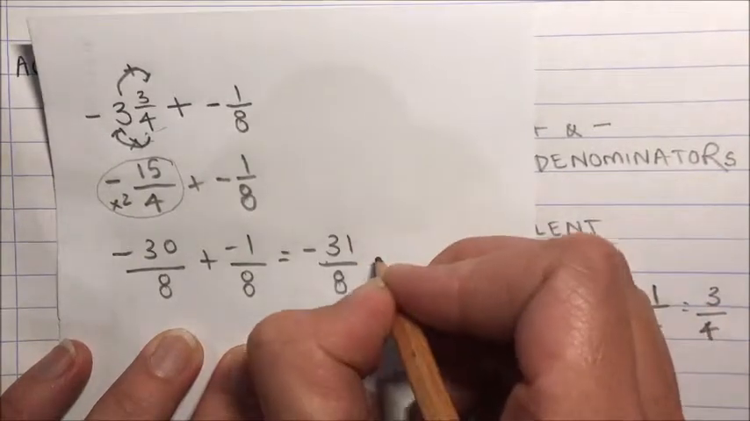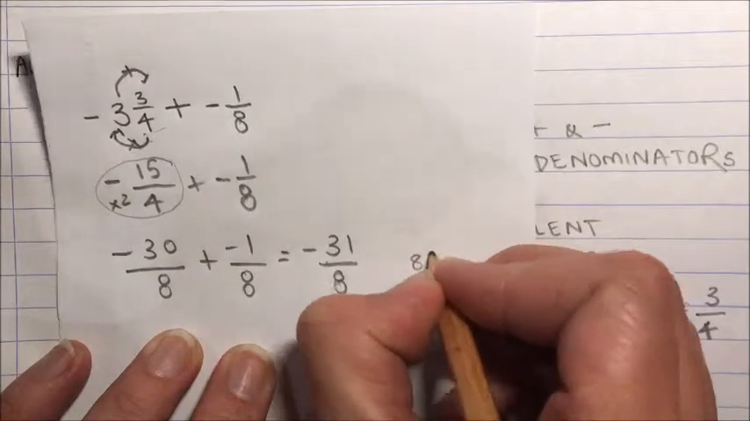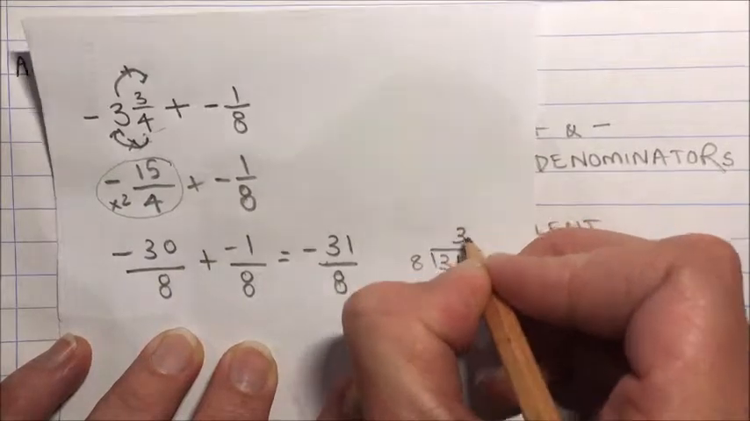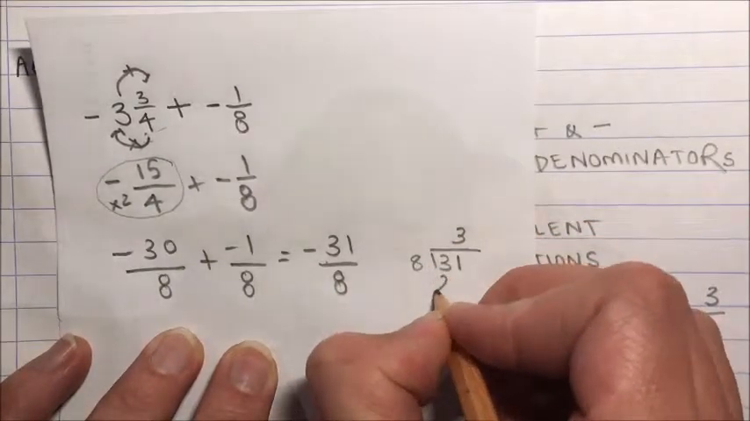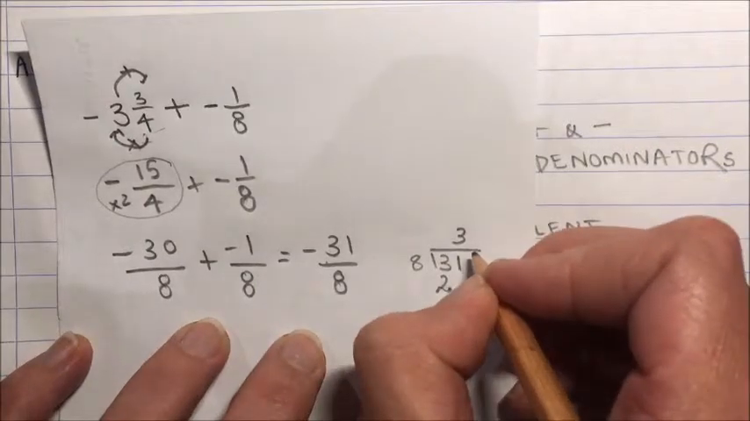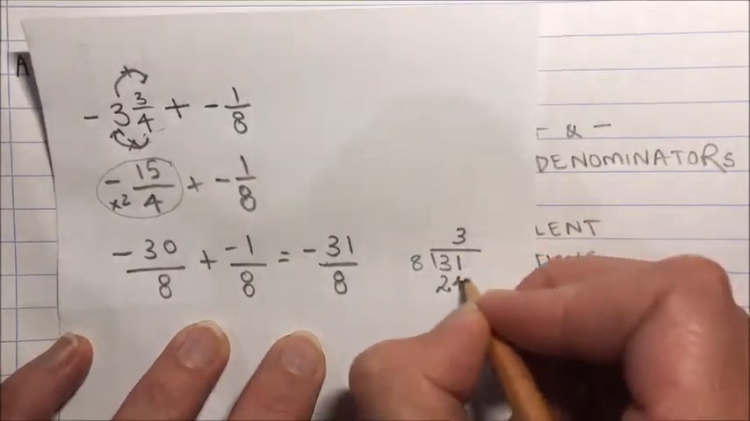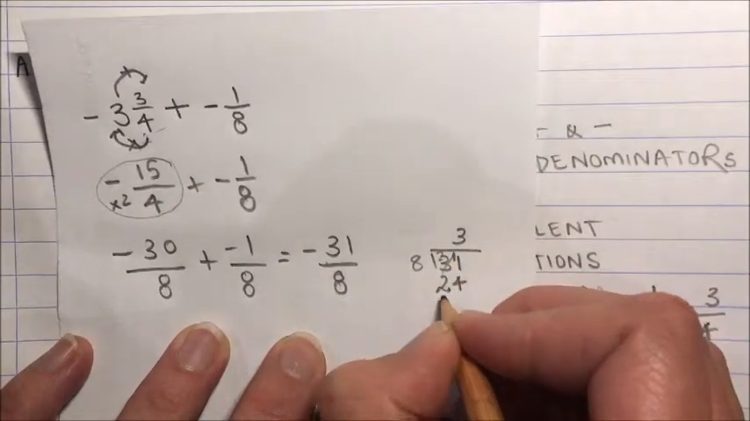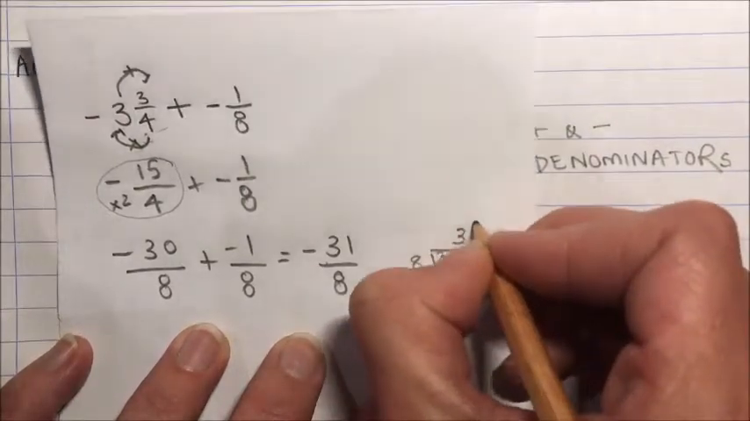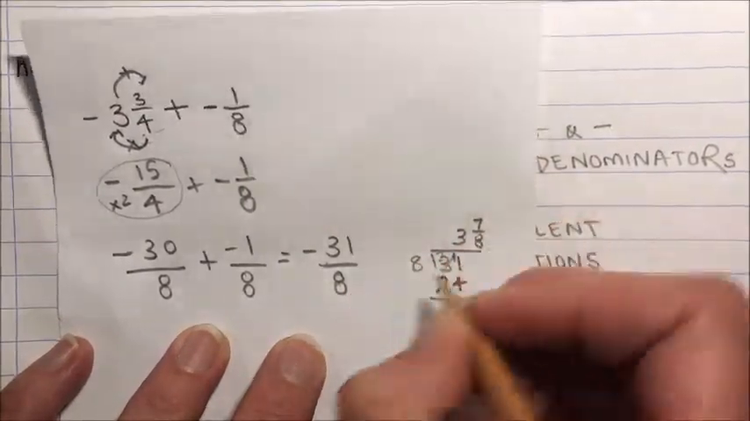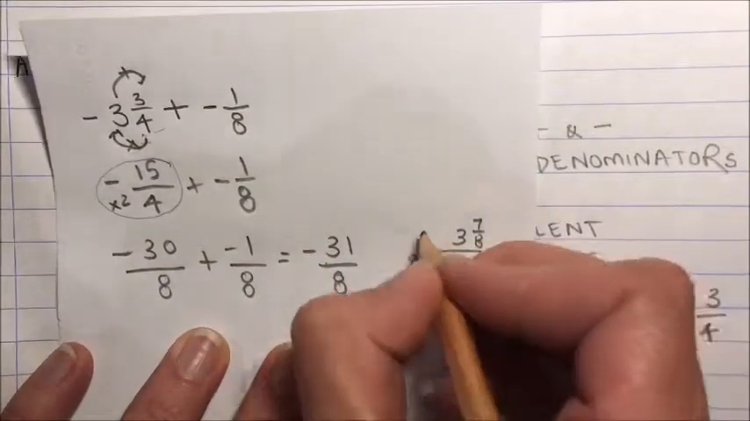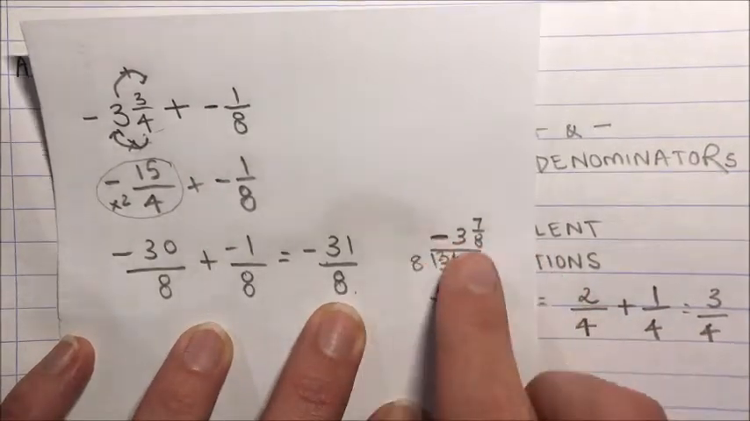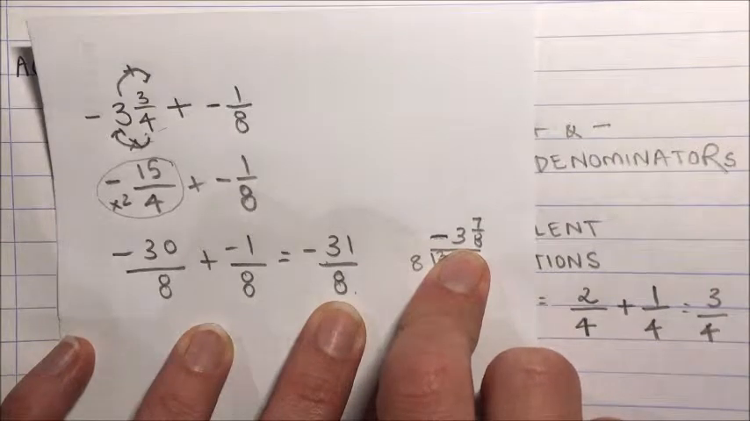So 8 goes into 31. Let's do it this way. 8 into 31. I know 8 goes into 31 3 times. 3 times 8 is 24. 4 from 1, I can't do that. I'm going to borrow 1 from over here. 4 from 11 is 7. Remainder 7 eighths. And remember, the signs are different, so the answer's negative. So negative 31 over 8 equals negative 3 and 7/8.